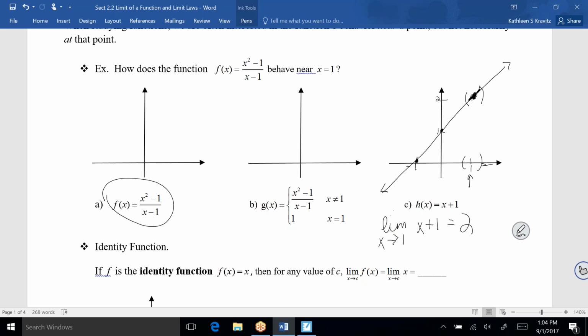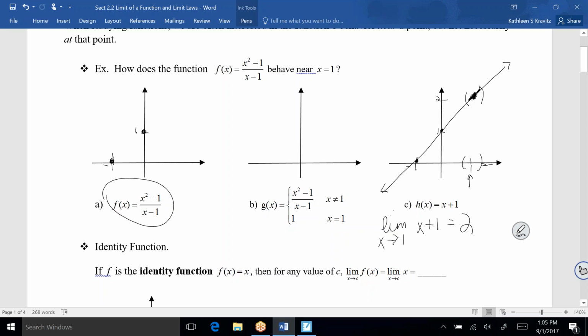So let's graph this though and see what's happening. So if we were going to plug in a negative 1 into this function, in the numerator we're going to have negative 1 squared, which is 1 minus 1, and that's going to be 0. And that's going to be divided by negative 2. So it's still going to be a 0. And then if we were going to plug in a 0, we have negative 1 divided by negative 1, which is 1. So the value of our function at 0 is 1.